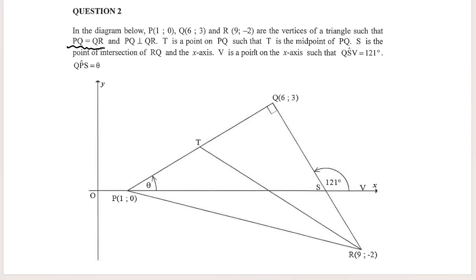T is a point on PQ, okay, so it's on that same straight line, such that T is the midpoint. I'm just going to write MP here for midpoint, so I remember, of PQ. S is the point of intersection of RQ and the x-axis. Okay, so S falls on the line QR or RQ, and it's the point of intersection or the x-intercept of that line. Okay, and V is a point on the x-axis such that angle QSV is 121. They give me that over there. And then they say QPS is theta, which they also indicate on the diagram.